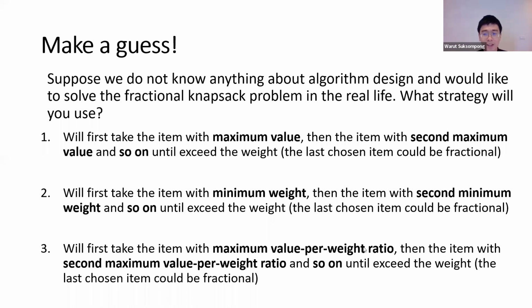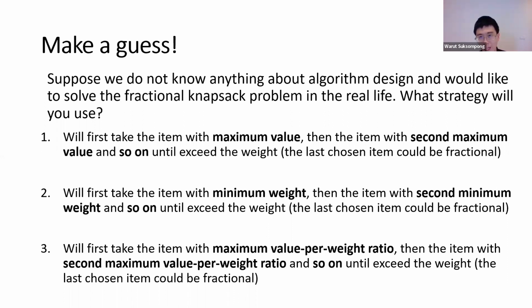Yeah, so everyone's getting this right. So it's choice 3, right? You choose the item with the maximum value per weight ratio. That's also sometimes known as bang per buck. Per amount of money that you spend, you want to maximize the value that you get in return, right? Because the first choice would ignore the weight.